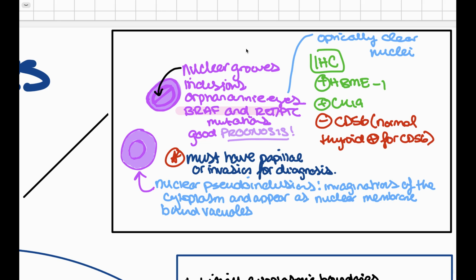So papillary thyroid cancer is known to have nuclear grooves and inclusions. These inclusions are actually nuclear pseudo-inclusions. They're invaginations of the cytoplasm and appear as nuclear membrane-bound vacuoles, but you'll notice that the color should be the same as the cytoplasm because it is in fact material from the cytoplasm. And then you also see something called Orphan Annie eyes, which is another way of saying optically clear nuclei. The most common mutations are going to be BRAF and RET/PTC. These patients have a good prognosis.